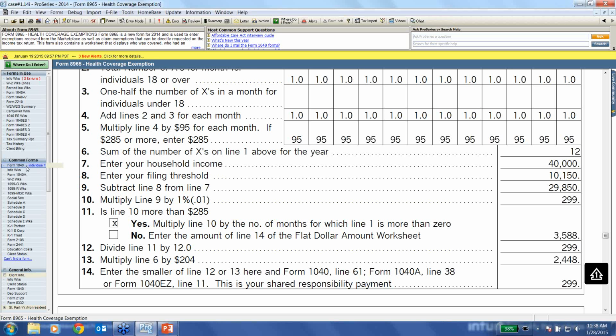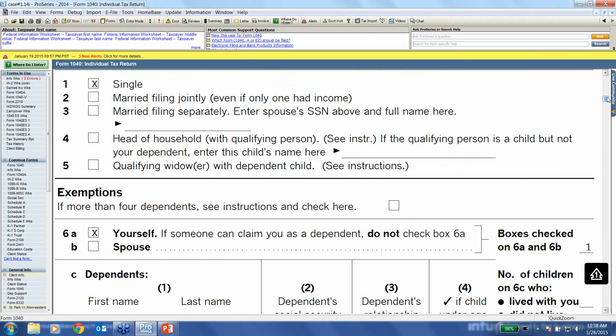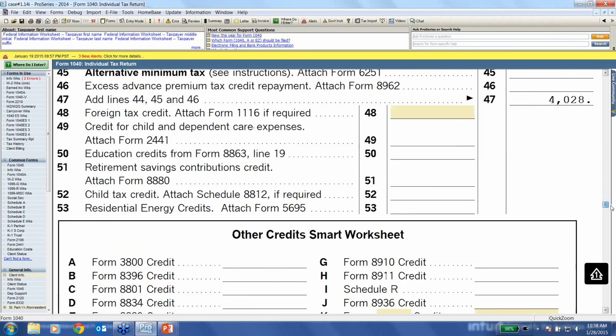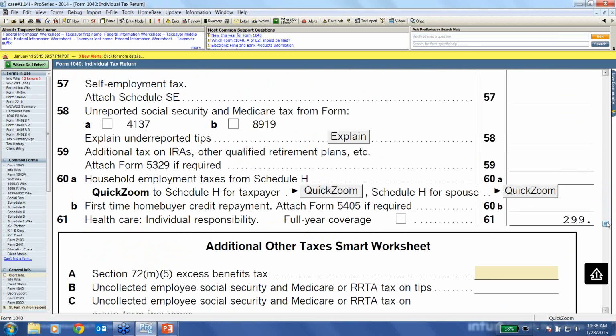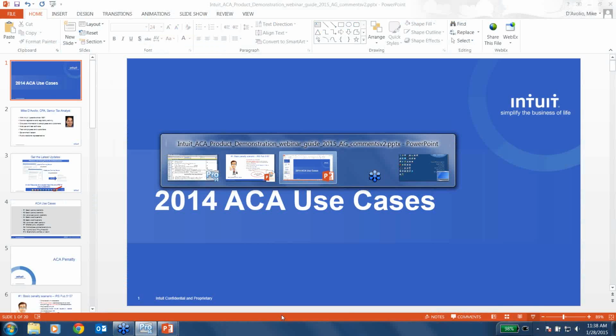If we go out to the 1040, we'll see that the penalty then flows into line 61. So that's our penalty. Kind of a straightforward example, but we will progress to some more difficult use cases here.